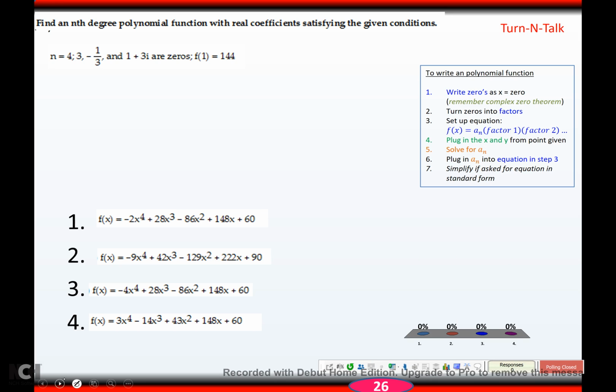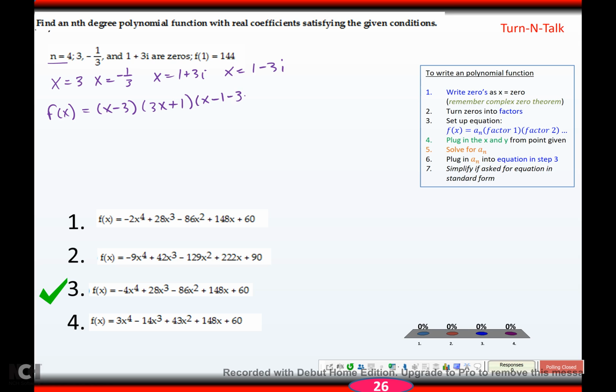And hopefully you got number 3. Alright, they want a fourth degree. They're telling me that x equals 3, x equals negative 1/3, x equals 1 plus 3i, which means x also equals 1 minus 3i. So if I write my function, I'm going to have f of x, I'm going to skip some steps here, equals x minus 3. Multiply by 3, add 1, is going to be 3x plus 1.